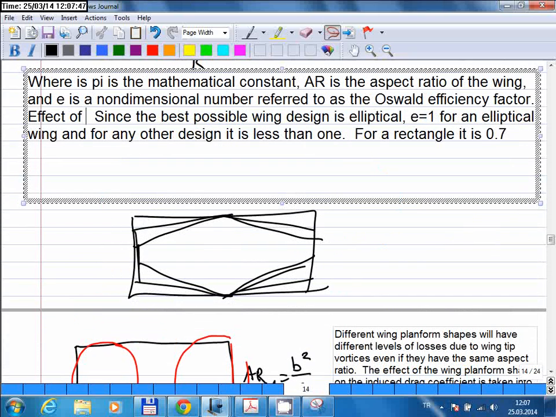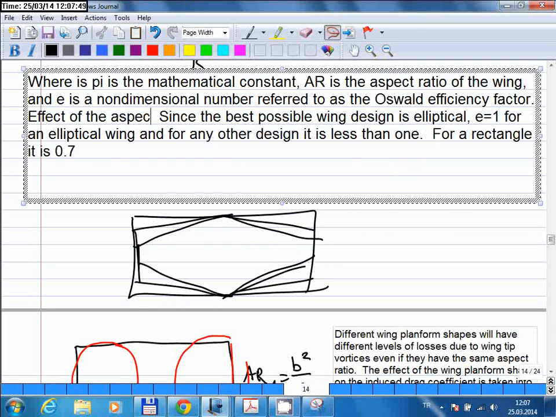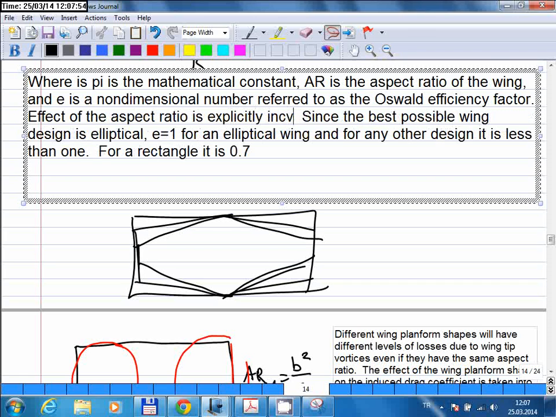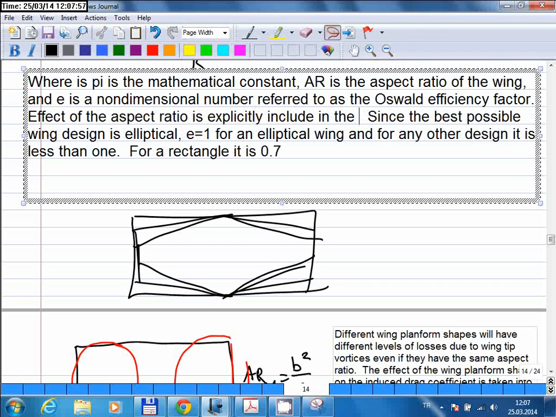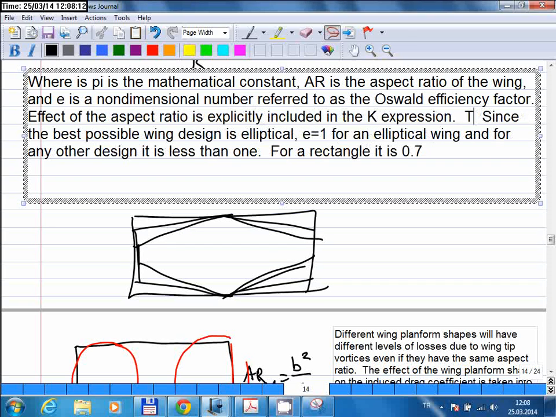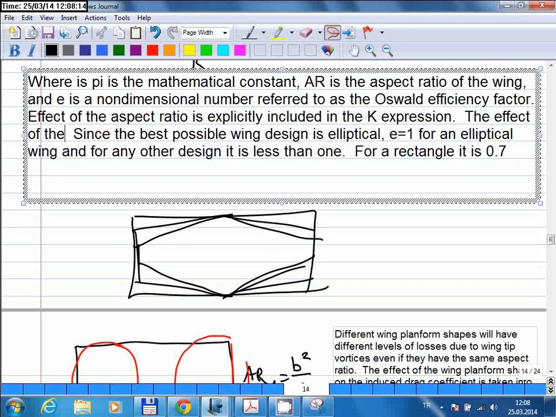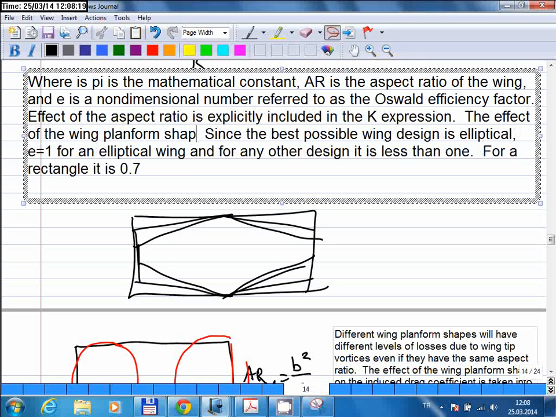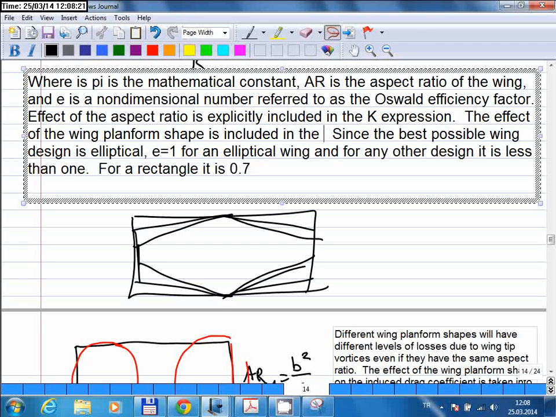So the effect of the aspect ratio is explicitly included in the K expression. And the effect of the wing planform shape is included in the E parameter.